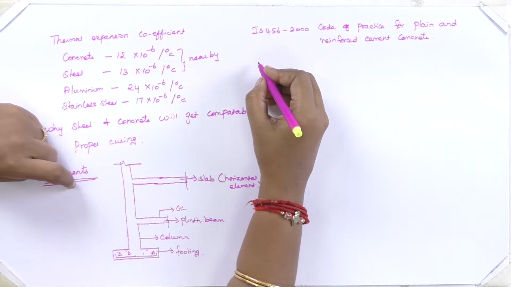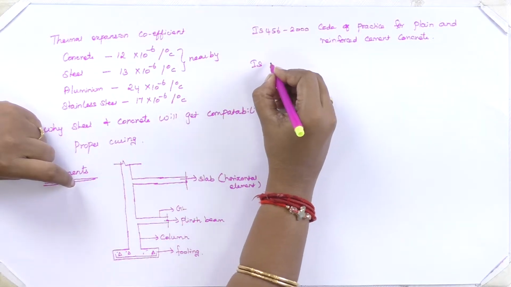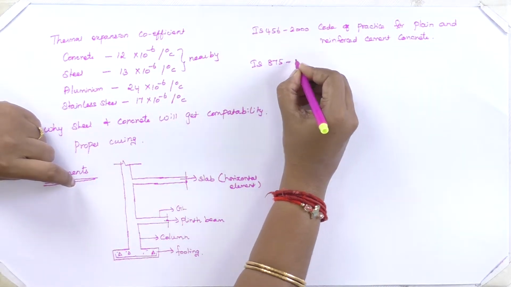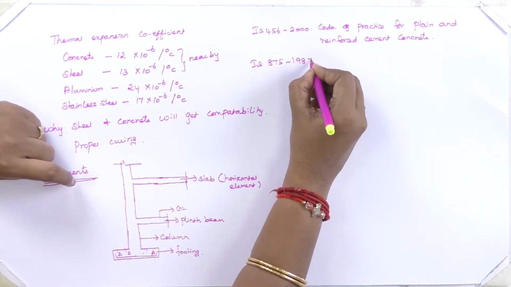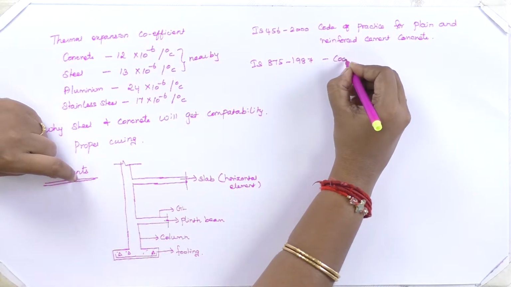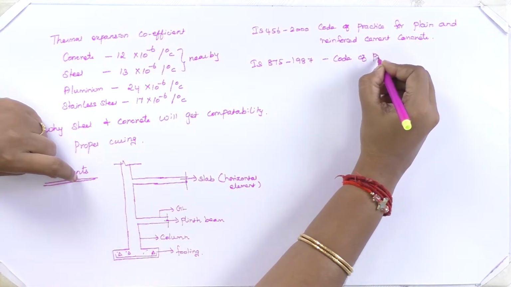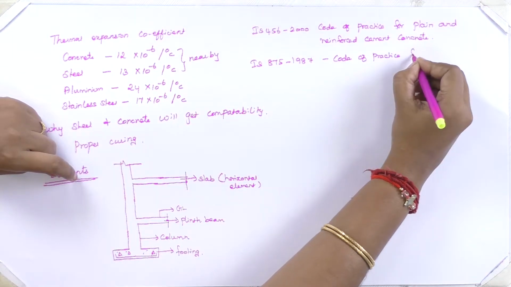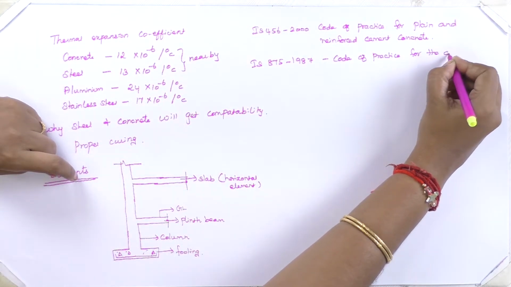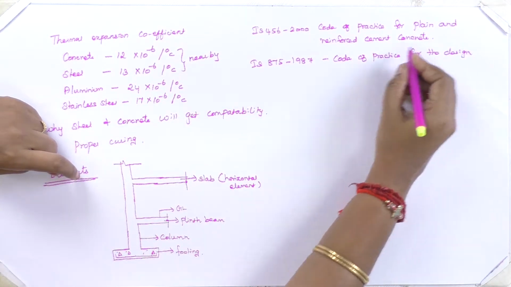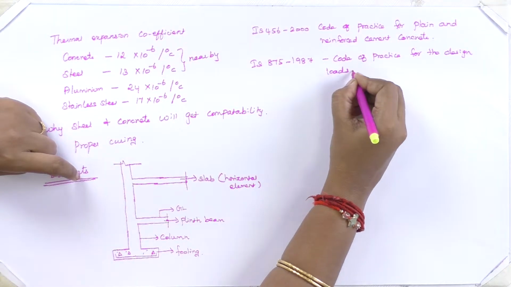We have another code book, IS 875 1987. It is mainly meant for code of practice for the design loads. Okay, let me come to the picture now. What is meant by design loads?